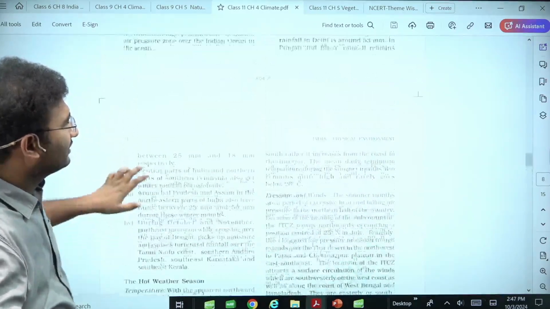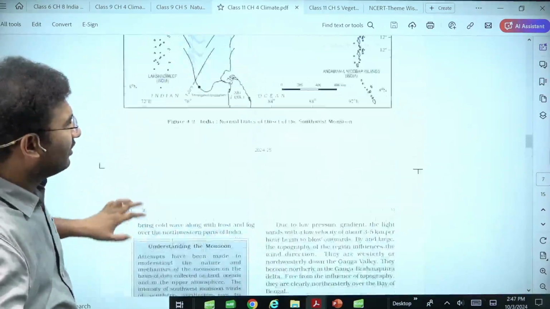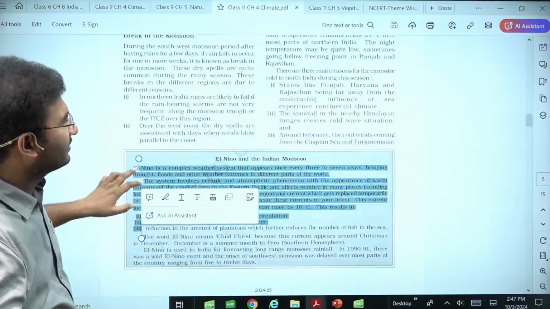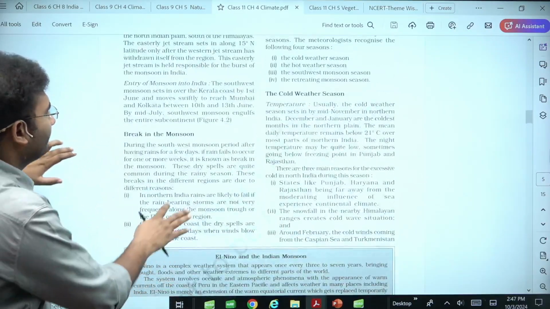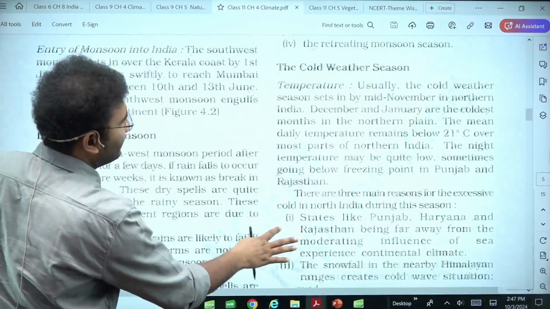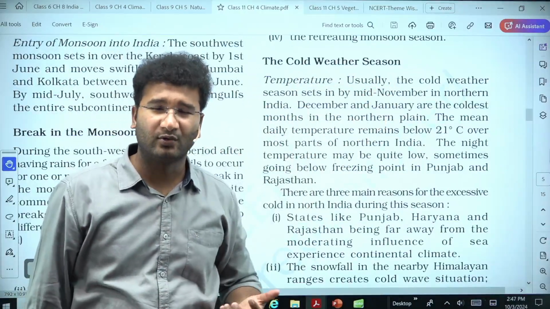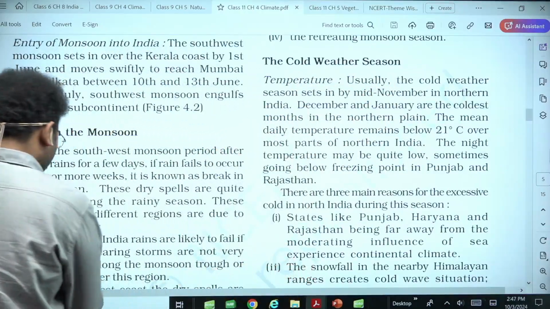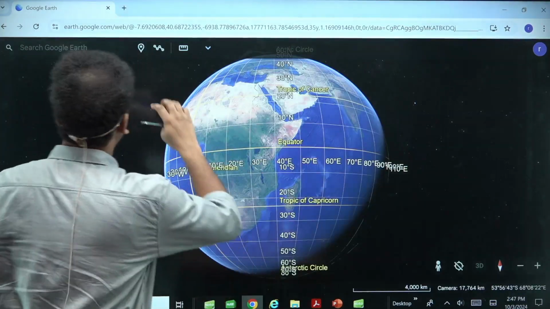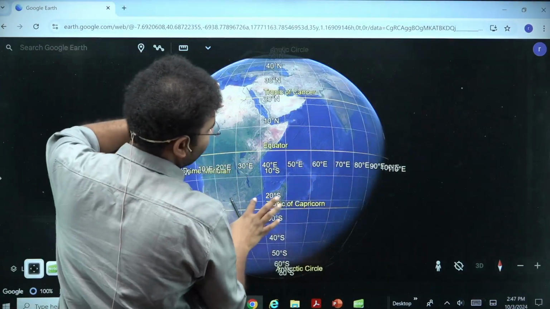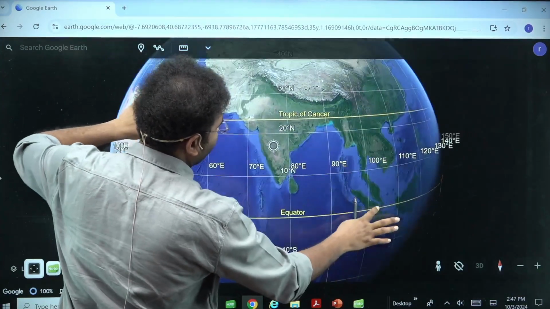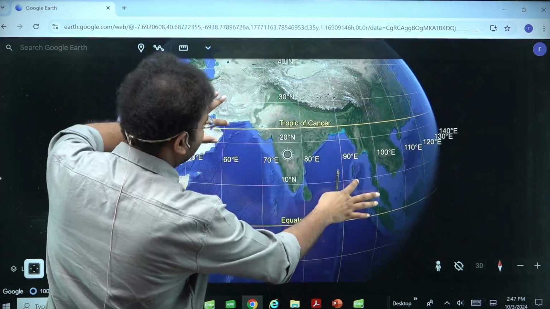summer. Let's see, because all the content is a repetition of what you see in class 11. So look here. First, let's see the cold weather season. What is happening during the cold weather season? That means we are going to understand the cold weather season in India. Look here. This is your India.